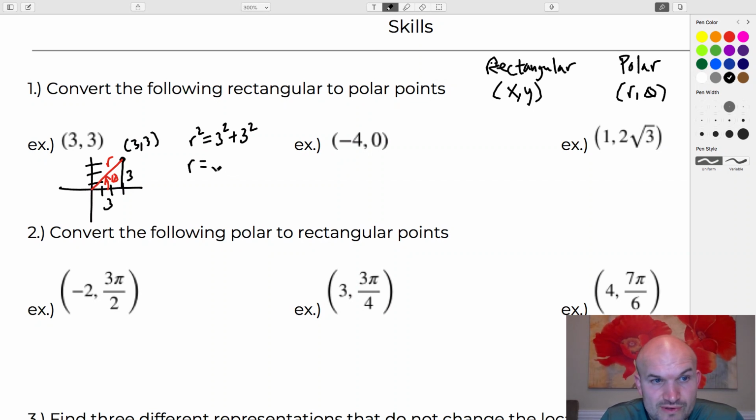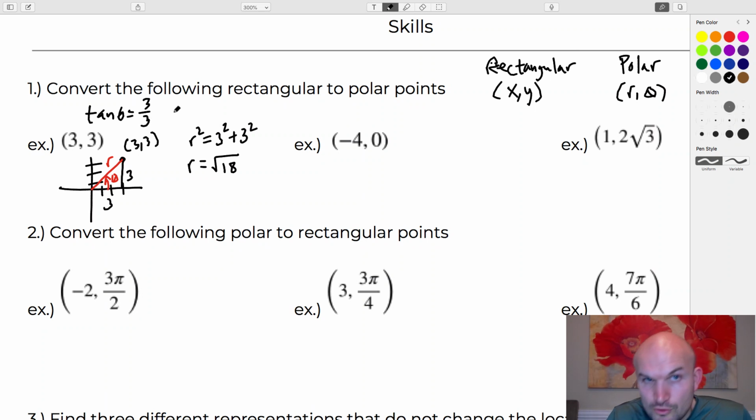So then take the square root of that. So r is equal to the square root of 18. And then if we needed to find theta, we can just set up the equation. Let's see here, kind of running out of space. Let's put it up here. Tangent of theta is equal to 3 over 3.